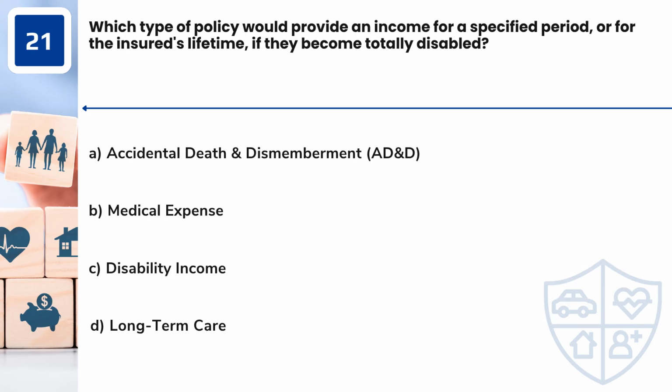Question 21. Which type of policy would provide an income for a specified period, or for the insured's lifetime, if they become totally disabled? A. Accidental death and dismemberment, AD&D. B. Medical expense. C. Disability income. D. Long-term care.